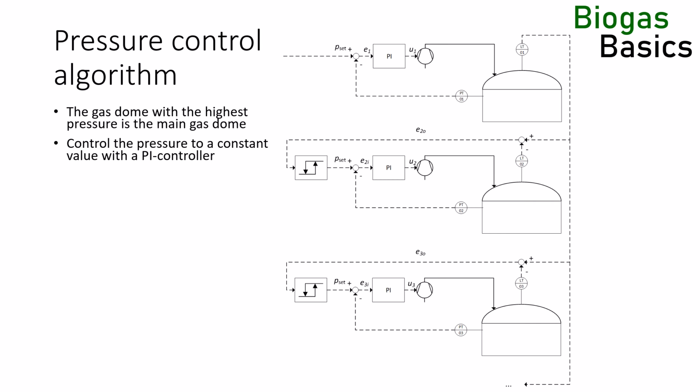Most of the time, this is the gas dome furthest upstream or with the highest gas production. All other gas domes will have a lower pressure. This gas dome is the main gas dome. It is the upper dome in the figure.